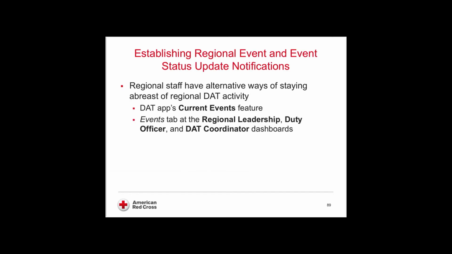Awesome. Thank you, Sarah. There are other ways that regional staff can stay current on regional DAT activities. In the DAT app current events feature, they would be able to see what the current events are. And also for those who have the regional leadership, duty officer, or DAT coordinator permissions in RCView, at the events tab in those dashboards, you are also able to see what the current event or events are for the region.